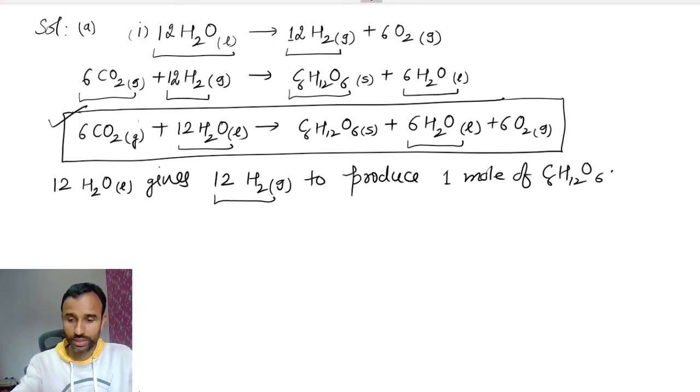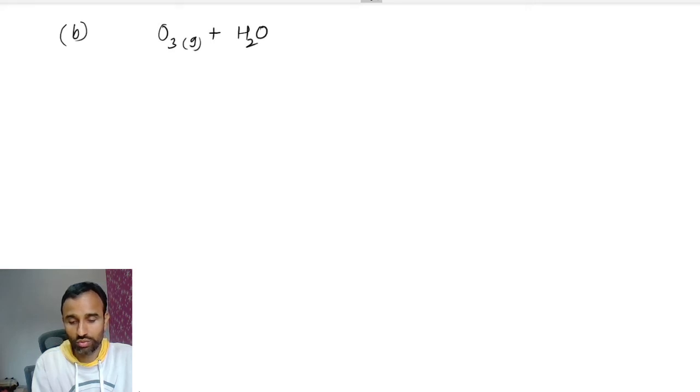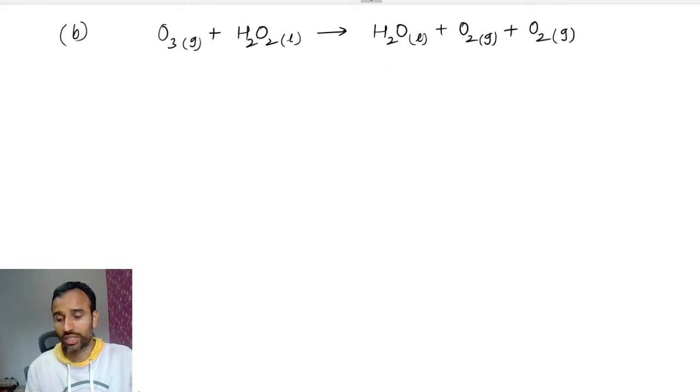Then the second part. In the second part, it is written as O3 gas plus H2O2 liquid to give H2O liquid plus O2 gas and O2 gas. Rather than writing 2O2 gas, it is written as O2 gas plus O2 gas. So why is it so?